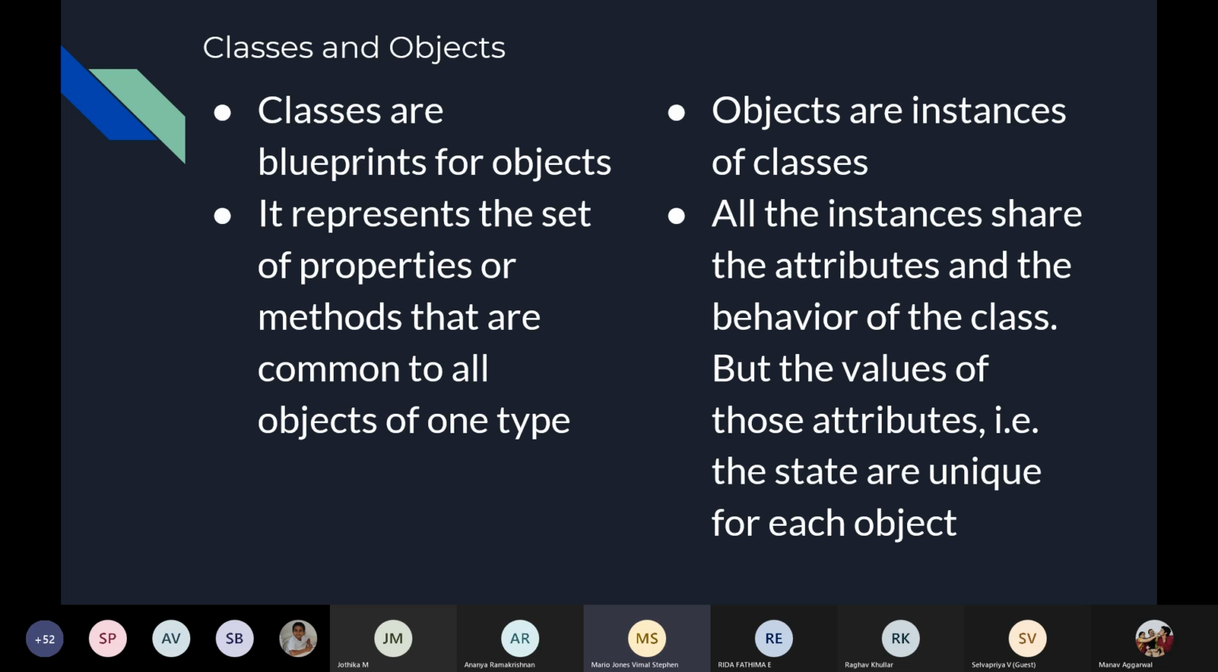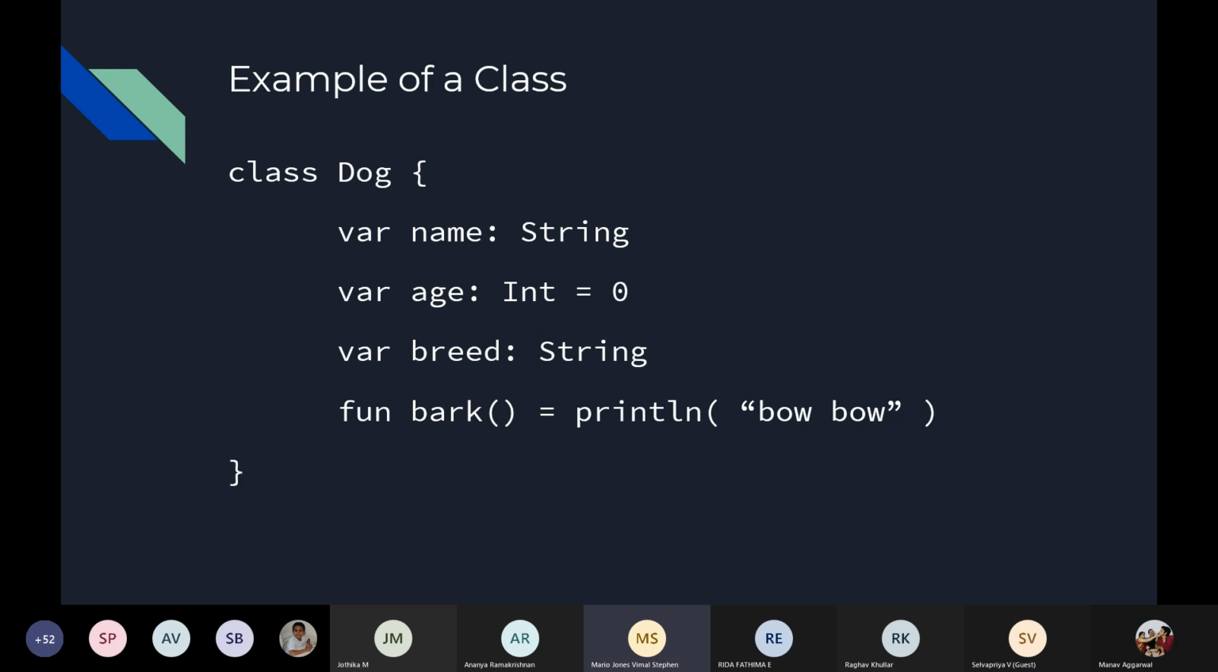So going back, classes are blueprints for objects. It tells you how an object should be. And objects are nothing but the instances or examples or live real world objects of these classes. So a class represents a set of properties or methods that are common to all objects of the same class. Like shown in this example, the class represents the collection of properties which are nothing but name, age, breed, which are common for all the objects of the same class.